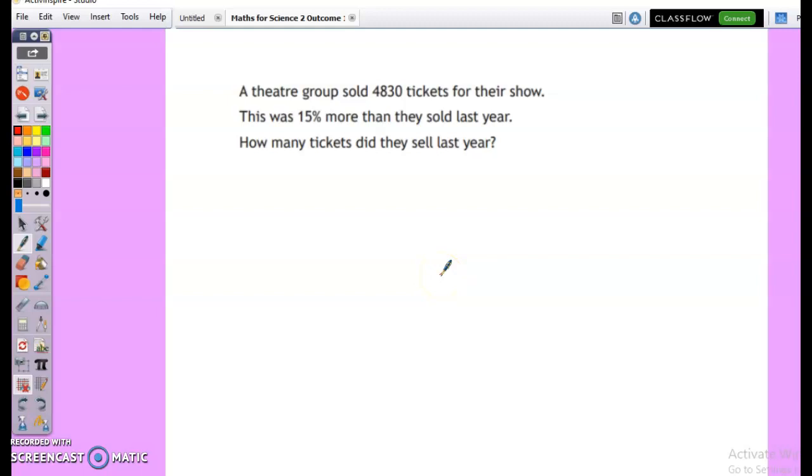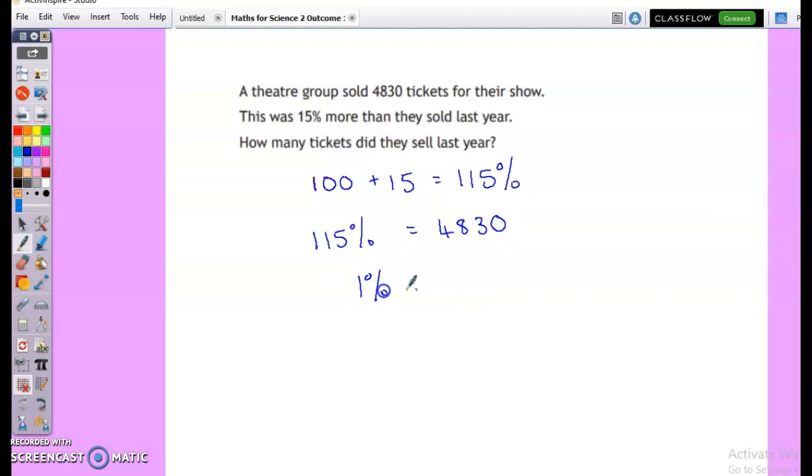Second example then, a theatre group sold 4,830 tickets for their show. This was 15% more than they sold last year. How many tickets did they sell last year? Okay, so last year they sold 100%. This year they sold an extra 15, so this year they sold 115%. So 115% is the same as 4,830. So I want to find what 1% is. I do that by dividing by 115.